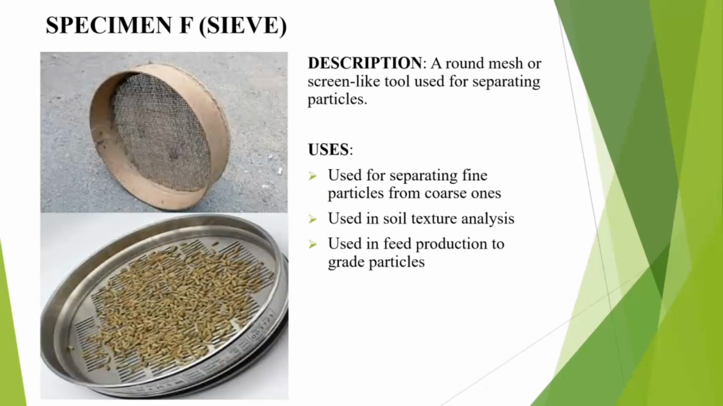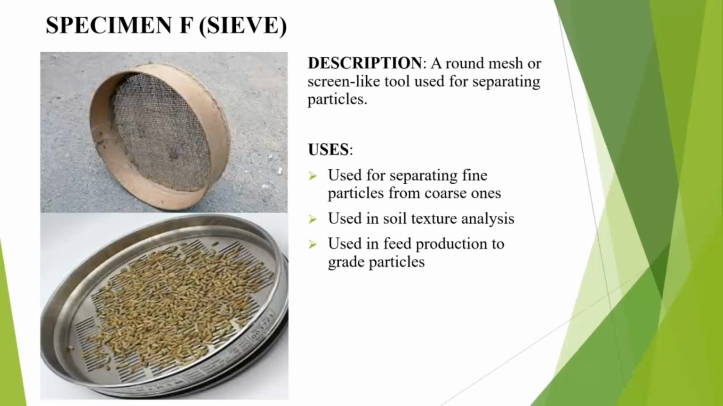So moving on, we have specimen F, and specimen F is a sieve. A sieve is similar to what we use in our homes for cooking. But in this case, we are talking about the sieve in agriculture. Again, they could ask to identify specimen F. So your answer will simply be a sieve.